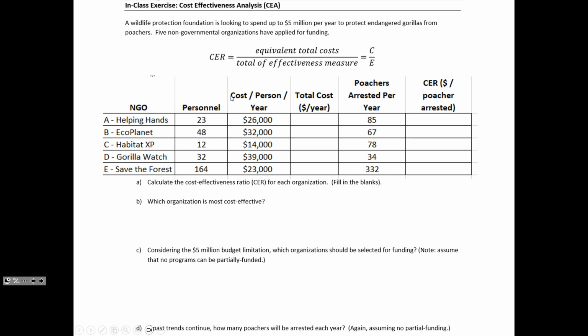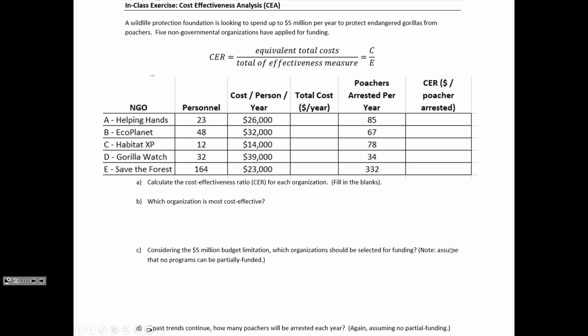So you're going to do a similar thing to what we did before, and then reorganize. You can do this in Excel, by the way, if you'd like, but you don't necessarily have to. What we want to know is, if you've got $5 million as a budget, which of these organizations can be funded and which ones should be funded to maximize the number of poachers arrested.